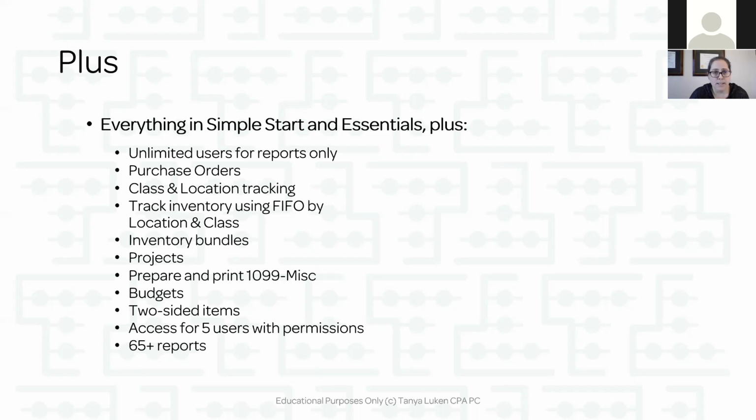It does budgets and two-sided items. Two-sided items we'll talk about today too, which basically means not only do I sell this thing to my customers, but I also buy it from my vendors. It allows for 5 users and 65 different types of reports.